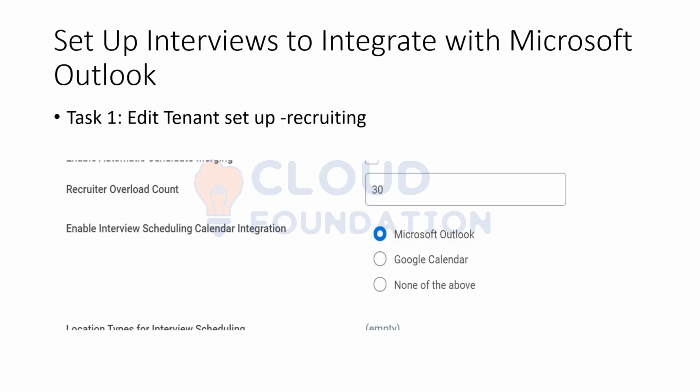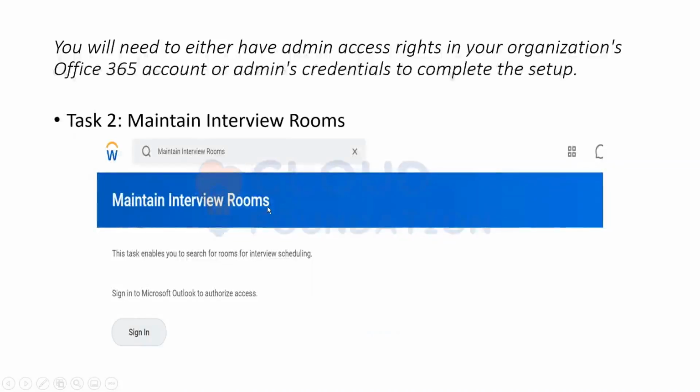Okay, so the next step is maintain interview rooms. This is the task. The rooms are maintained only and only in Outlook. So we have to sign in to Outlook. What the interview scheduler will do is click on sign in and get an SSO from Workday on his email or mobile, and then he will log into Outlook and schedule the interview event in Outlook.